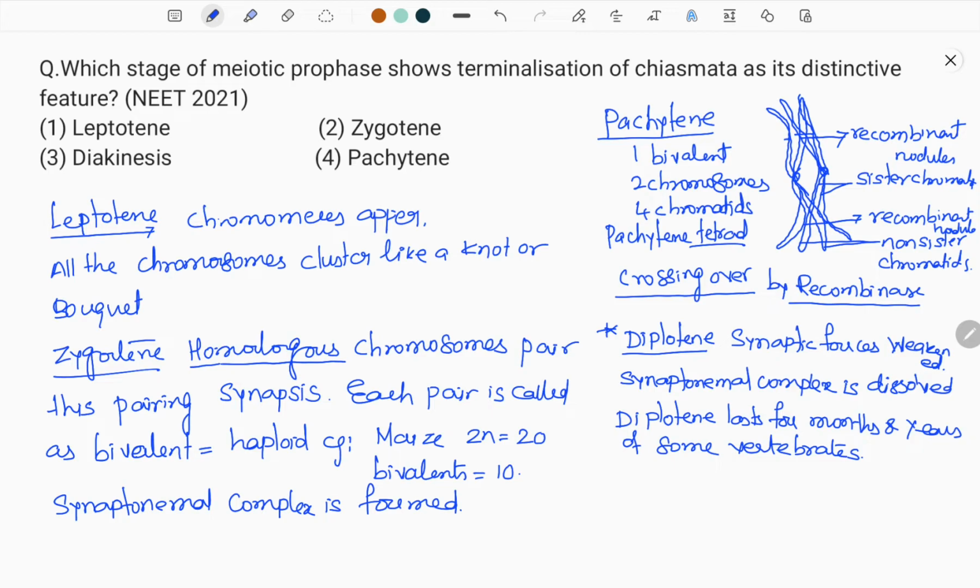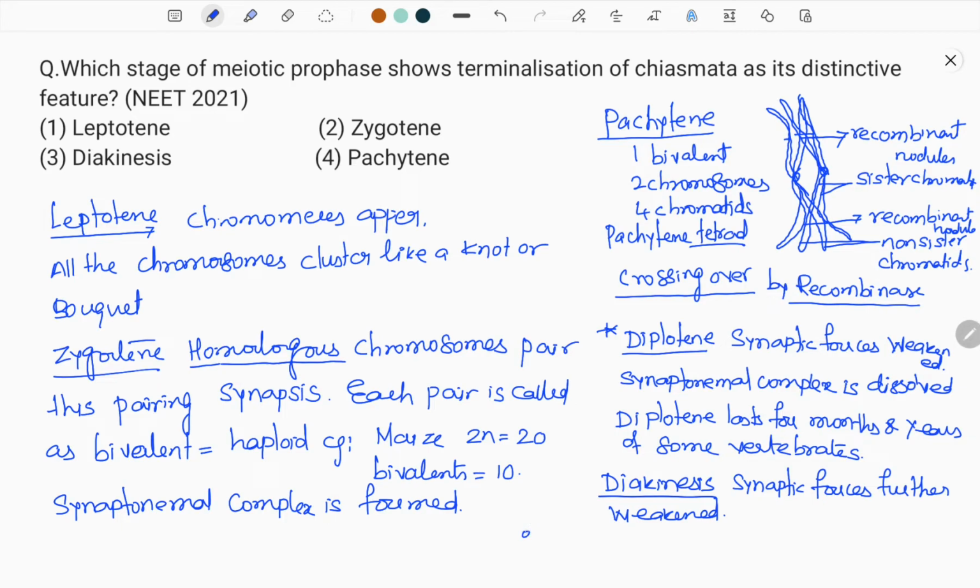Now we will see the next one, that is diakinesis. During diakinesis, synaptic forces are further weakened. The attractive forces are further weakened. What happens by weakening of the synaptic forces? Yes, it is utmost important. The two chromosomes are further departed. They move apart. So as they move apart, what happens here?